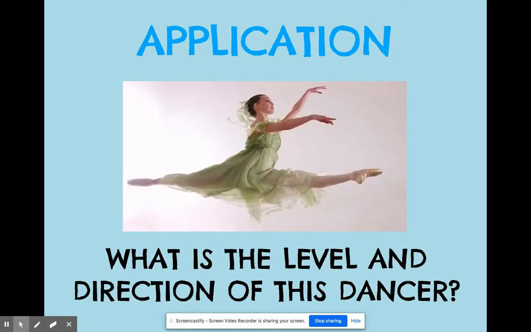so pause, comprehension check. What's the level and direction of this dancer? So the level is either high, medium, or low. The direction is the way the dancer is moving or facing. So the level is high because she's in a jump. The direction is to the right.